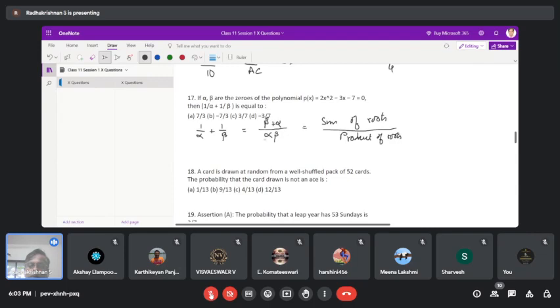So alpha plus beta divided by alpha beta. Now we know the formula for the sum of roots, right? What is the formula for sum of roots? Minus b by a, sir. Minus b by a. Yeah. So minus b by a is your sum of roots, divided by the product of roots, which is minus c by a. Yeah. So minus b by a divided by c by a.